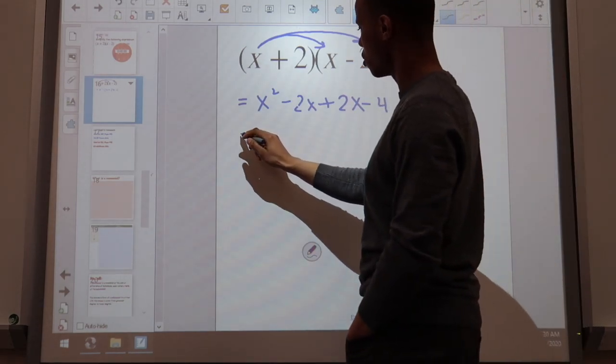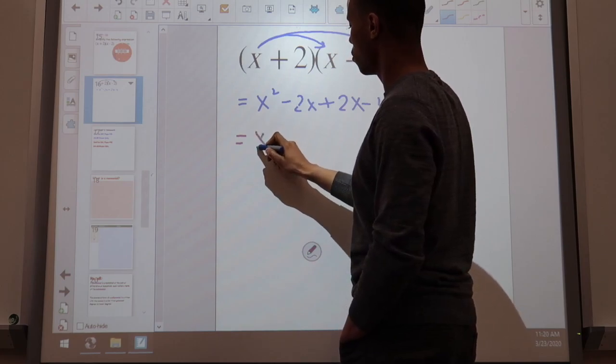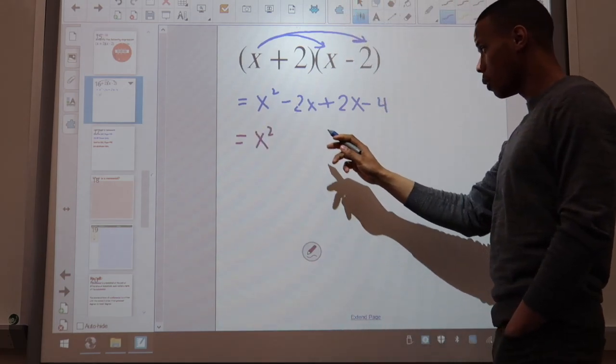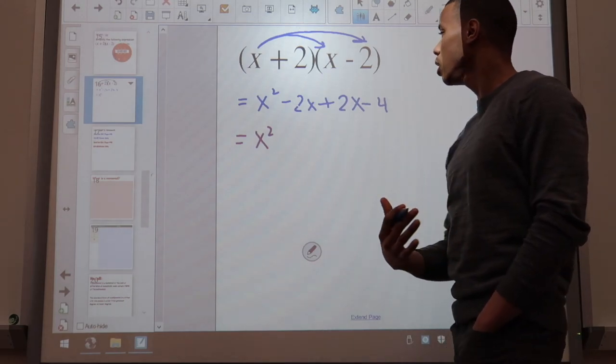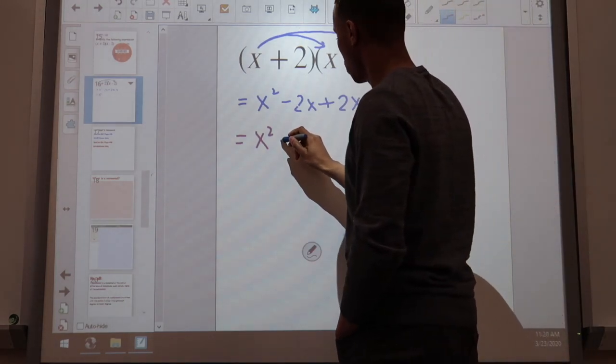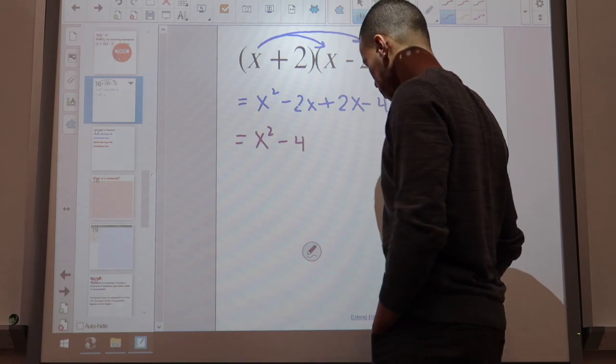So now for your second portion, you have that this will be equal to x squared, -2x plus 2x, that's 0. And then that just leaves you with -4.